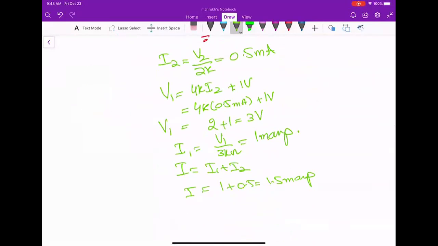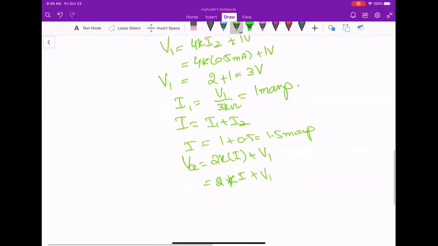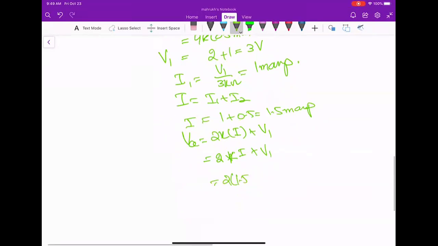It's just V1 plus the voltage drop here. So let's see. VA is equal to 2K times I plus V1. So it will be 2K I plus V1. 2 into 1.5 is what? 3. And V1 is 3, so it is 6 volts. So VA is 6 volts.